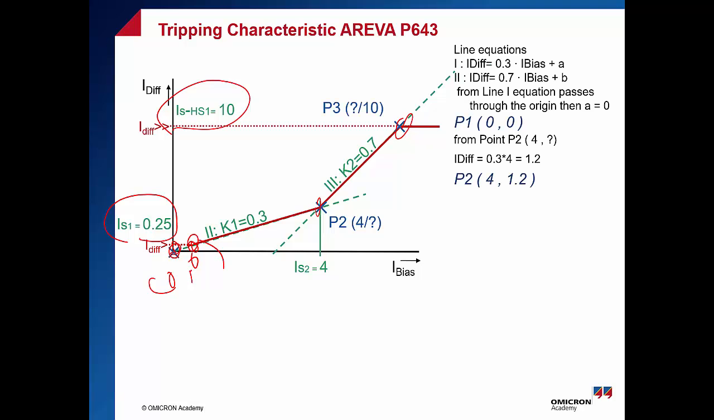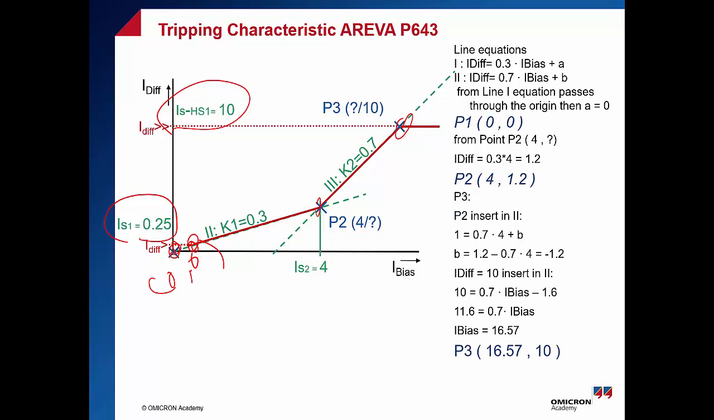And how to calculate? Very easy, we can say that I differential equals 0.3 as a setting multiplied by I bias plus A, but because it's passing through the origin, then A equals 0. Then I differential for the third slope or third section is equal to 0.7 multiplied by I bias plus B. Let's start with point number 1 from the equation. We can get point number 1 is 0 and 0, point number 2, I bias 4 and the second point of I differential 1.2. And after that, we can also find point number 3 at 16.57 as I bias, and 10 is I differential as well.